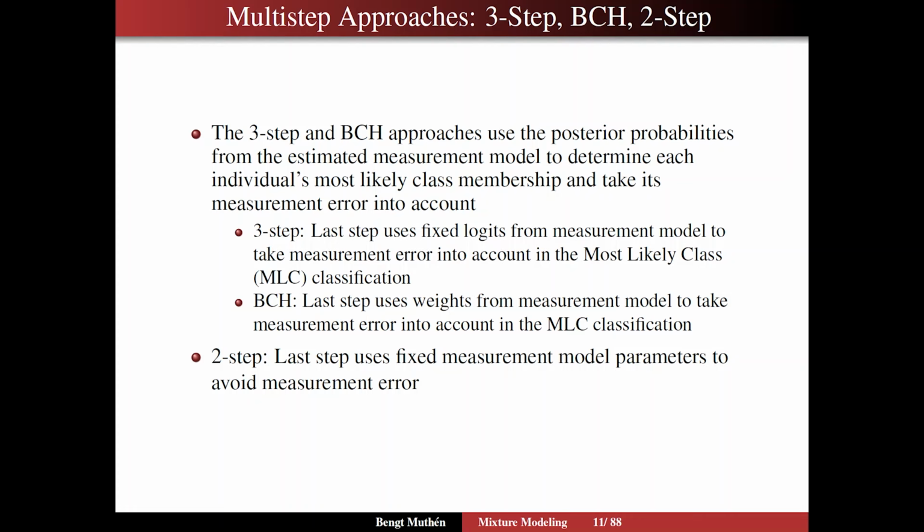For BCH instead, we use weights from the measurement model to take measurement error into account in this most likely class classification. 2-step takes a quite different approach. Last step uses fixed measurement model parameters to avoid measurement error in this last step. So that's an interesting newcomer to the methods arsenal.